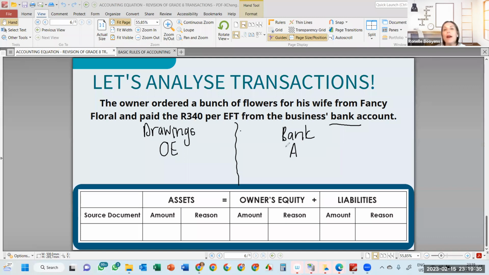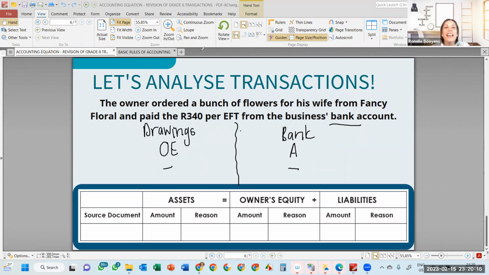What happens if money is taken from the business's bank account? Obviously, the owner took money to buy his wife some flowers, so the money in the business's bank account decreased. Right, so drawings. When the owner takes back some of the money that he originally gave to the business, yes, all drawings will decrease the owner's equity. Our business does not owe that much money anymore to the owner because he's now just taken back some of that money, used it to buy flowers for his wife.